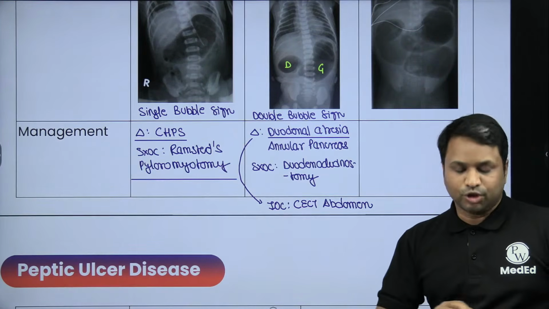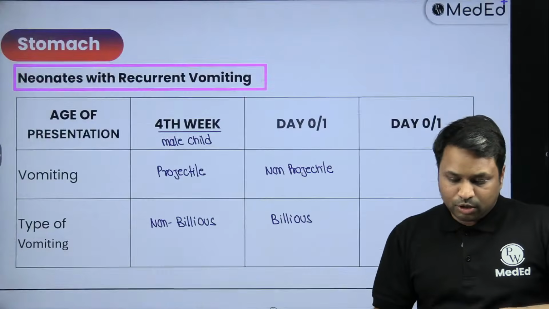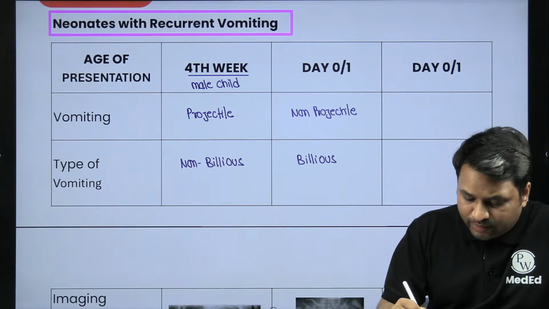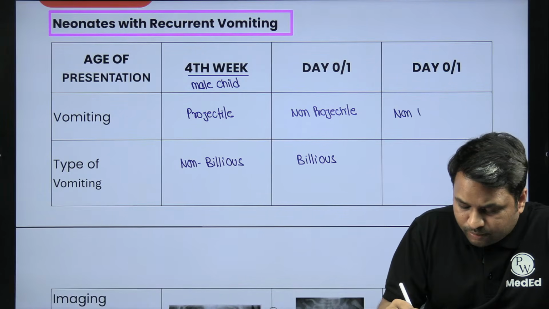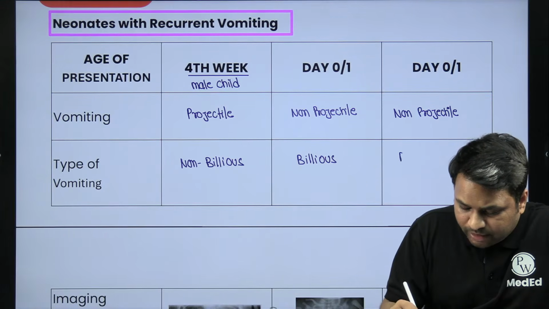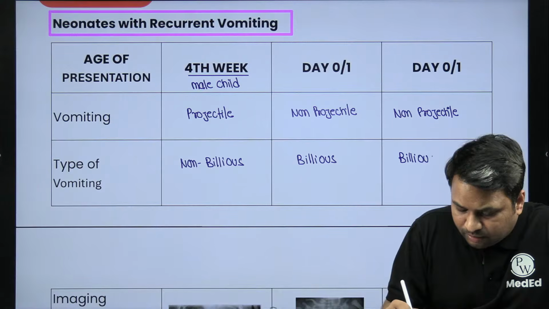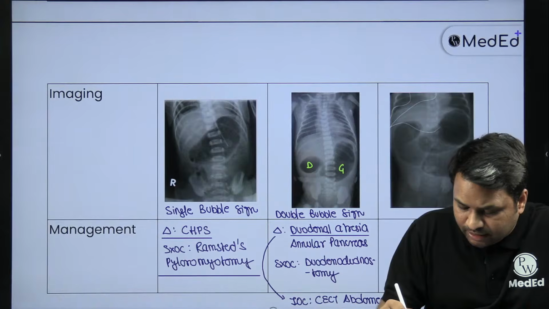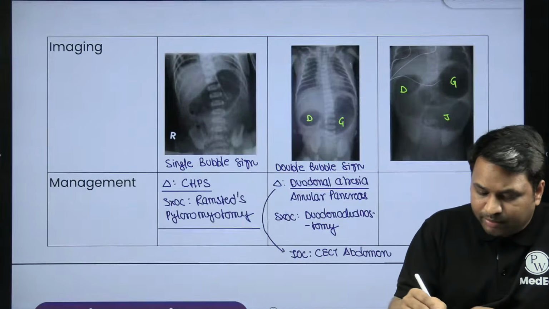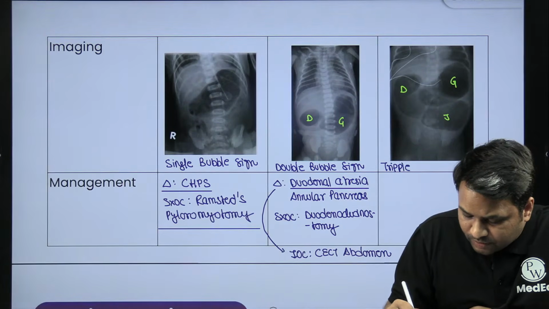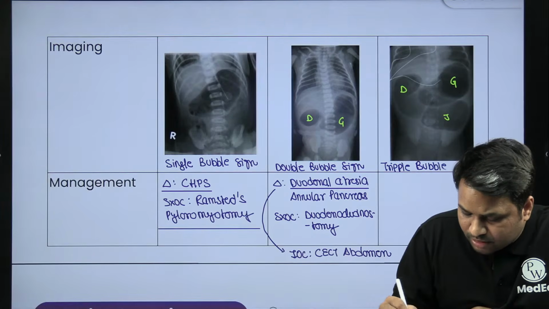Okay. Coming back to our third presentation, day 0, day 1. Again, imagine there is a non-projectile vomiting. It will be bilious vomiting. Now, in this bilious vomiting, this is the gastric air bubble, this is the duodenal one, this is jejunal. So there are 3 bubbles, so we call it the triple bubble sign.